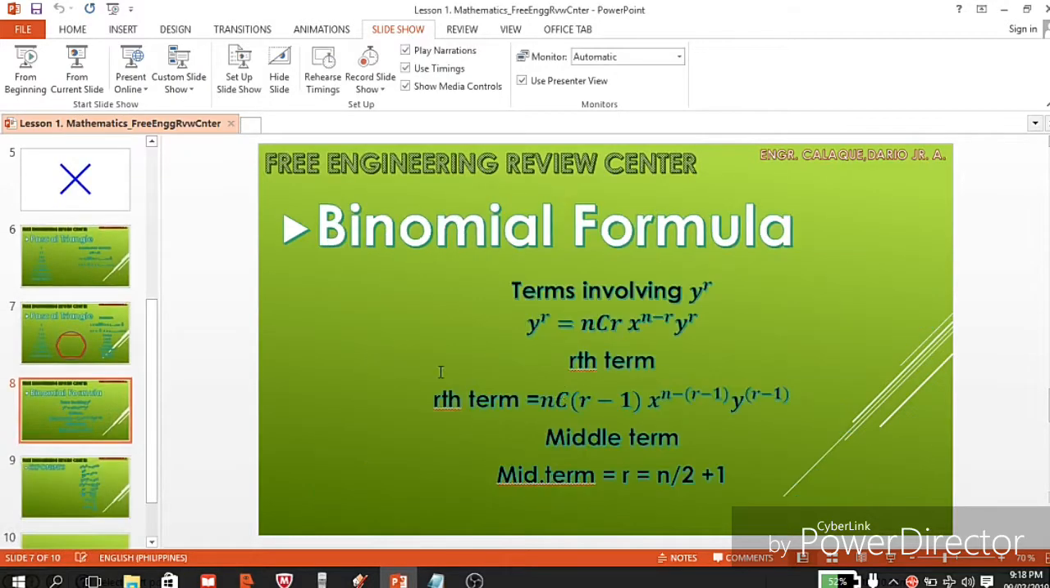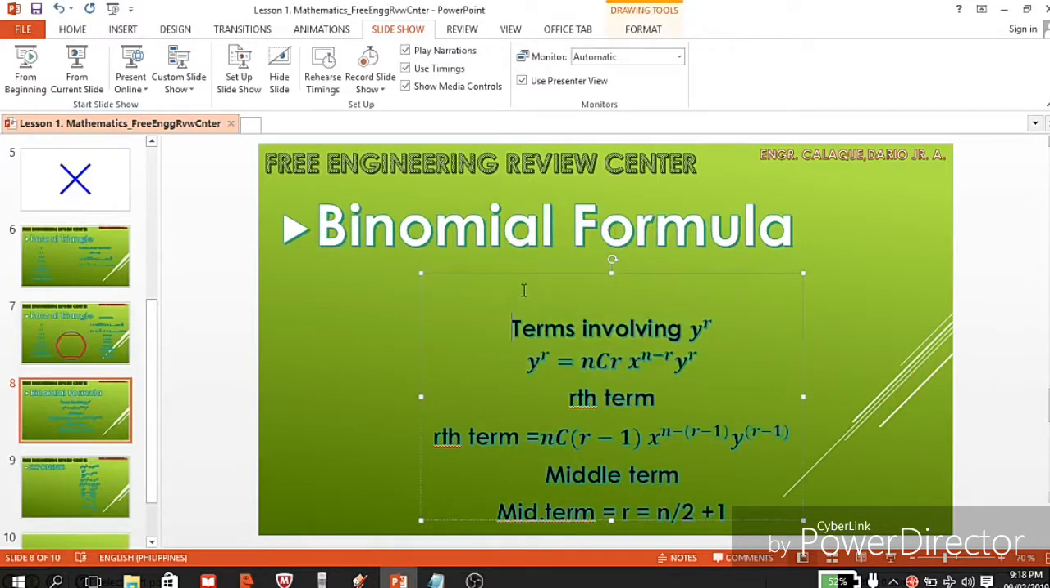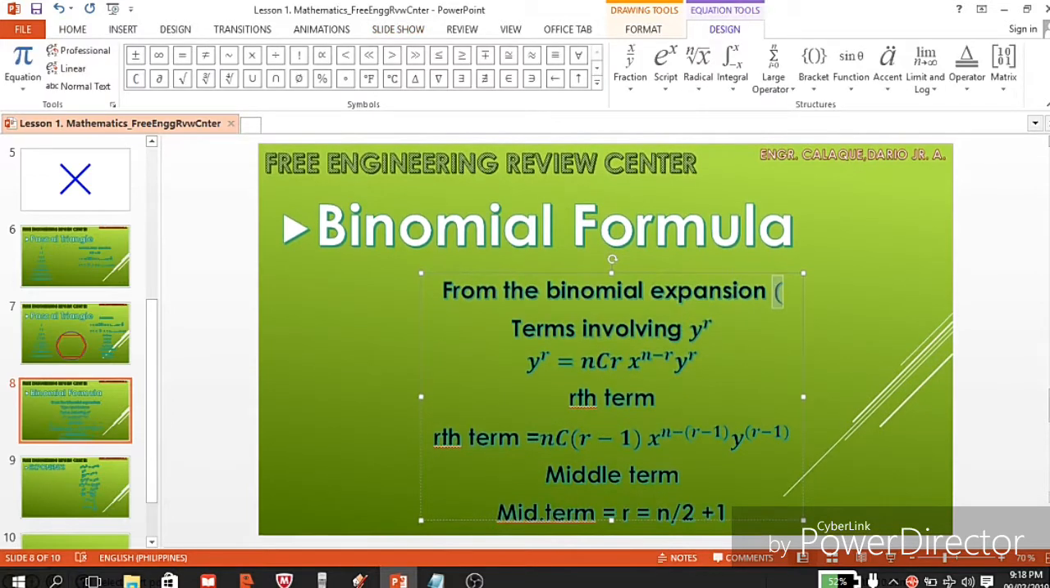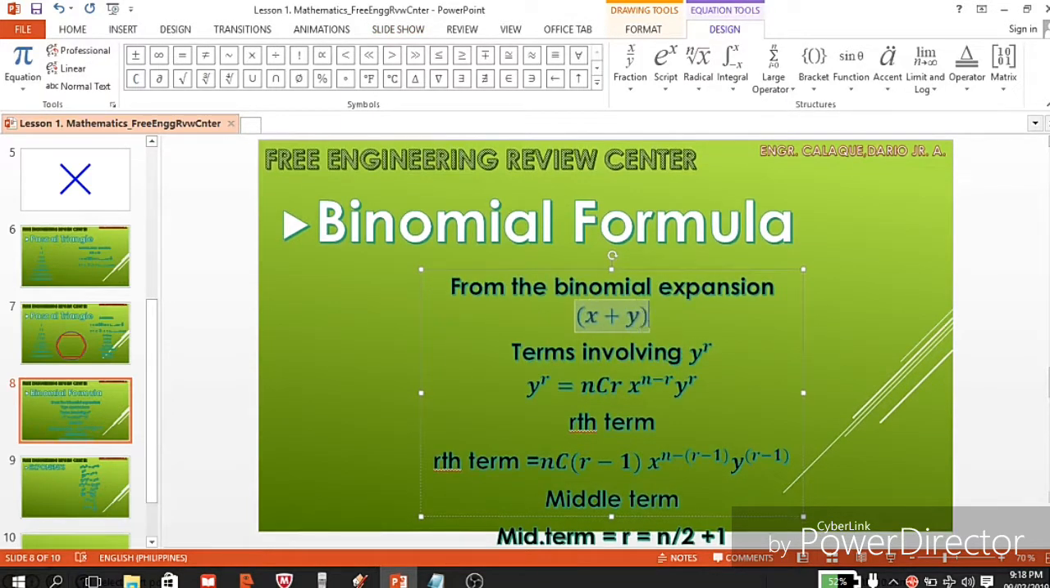Okay. So this term is from the binomial expansion that we have here. It is (x + y) raised to the power of 3. So that's it.